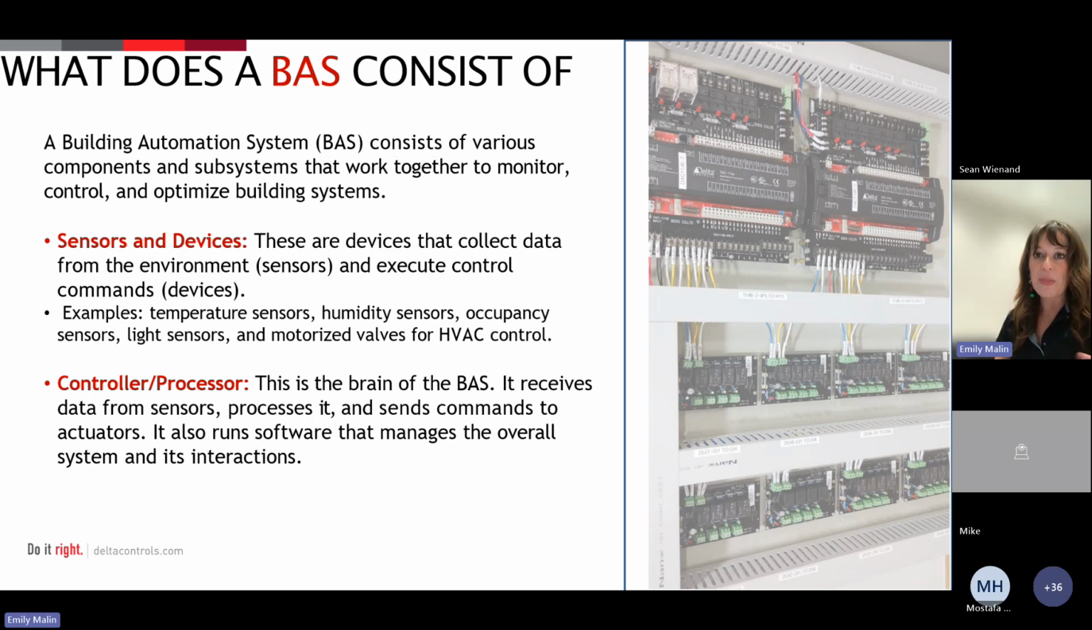We'll talk a little bit about this as we go, but these are the two major pieces of your BAS system. It's just going to be your sensing as your devices, and your controller is really the brains of your system. The brains of the system is what's going to receive all of that data from sensors, actually process it, and send commands in order to basically create an output and feedback for your building. It's going to manage the overall system of the building.